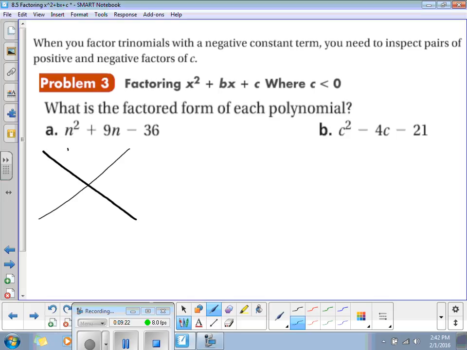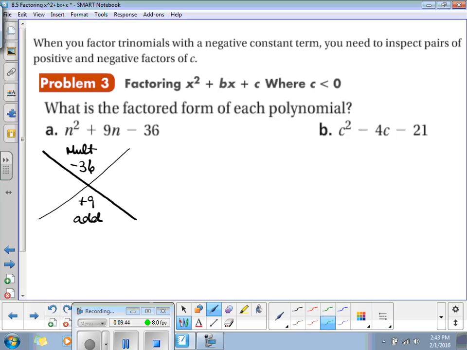So when we multiply, what do we want to get? Negative 36. And when we add, what do we want to get? Positive 9. All right. So which one of these are we going to find the factors for? 36 or 9? 36. Good.